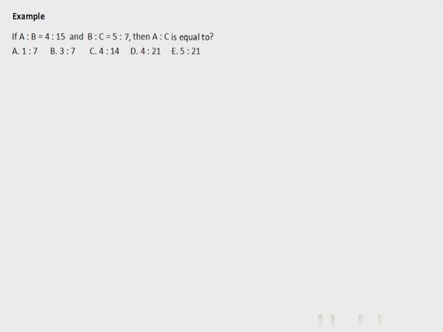How do we connect ratios? A is to B is given as 4 is to 15. B is to C is given as 5 is to 7. Since B is common, I've written the column for B only once and I've written 2 values under it. B compared to A is 4 is to 15 and B compared to C is 5 is to 7. The question is, what is A compared to C? They want to compare A to C.